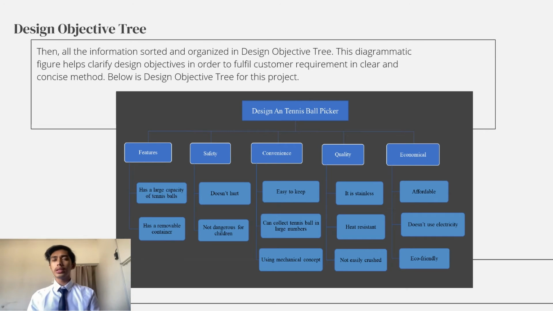For quality, this design is stainless, heat resistant, and not easily crushed. For economical, it is affordable, does not use electricity, and is eco-friendly.